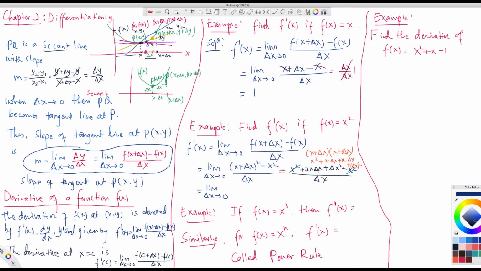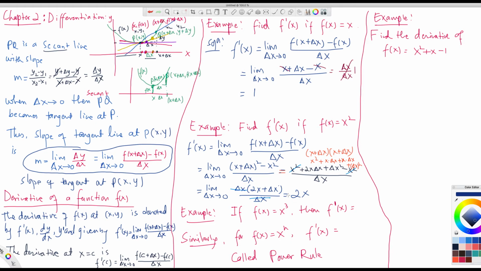Now let me factor out that delta x from the top. If you take that delta x out, you're left with 2x plus delta x, divided by delta x, right? Now you cancel out those delta x and delta x because they are dividing. So what is left is basically the limit as delta x tends to 0 of 2x plus delta x. Now plug in the delta x limit as 0. So this will go to 0, and what is left is 2x.